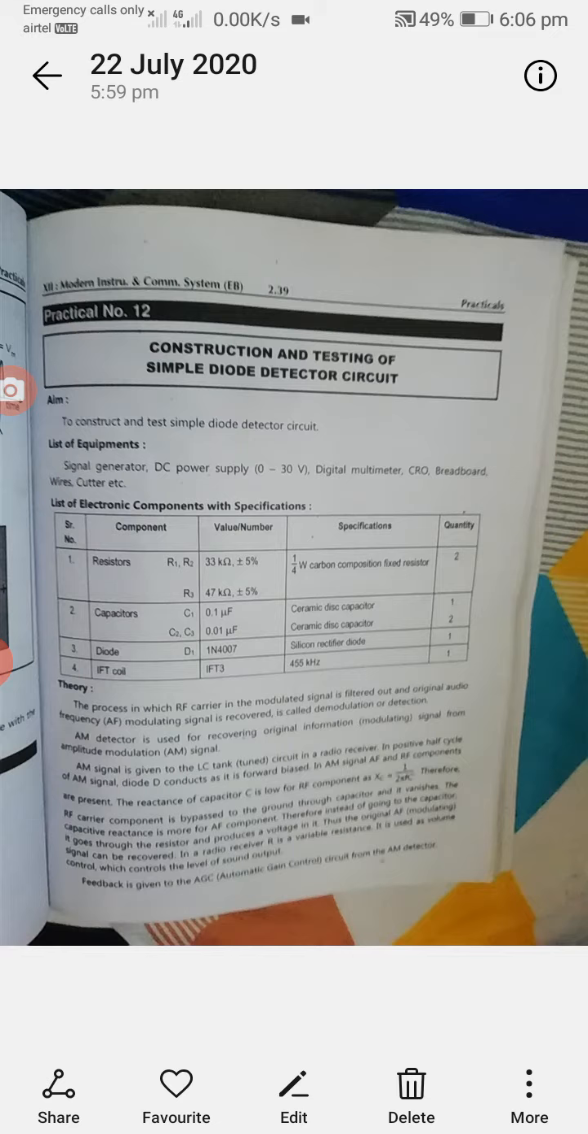IFT coil, meaning intermediate frequency transformer coil, IFT3, 455 kilohertz frequency, quantity required is 1.